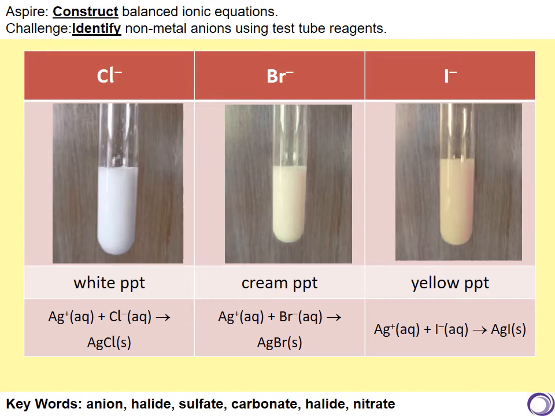If we look here, this is the test for halide ions, and you can see that in each of these reactions the silver ions from the silver nitrate has reacted with the halide ions to form a solid silver halide.